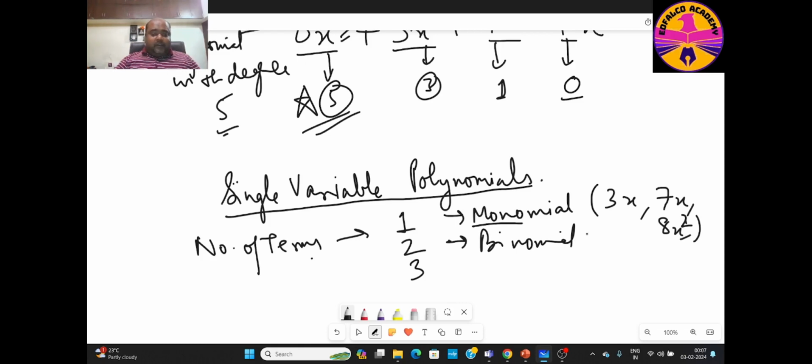Now in a binomial there will be two terms, which means it can be something like 2x squared plus 5x, which has two terms associated. So one is 2x squared, another one is 5x. Same way we can have trinomial for 3 and so on, right?